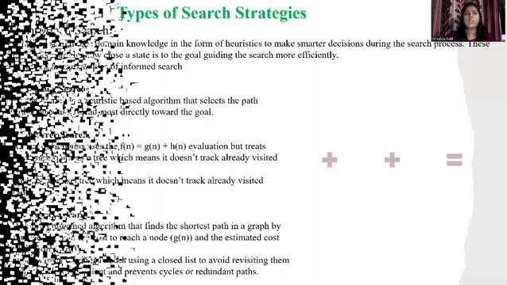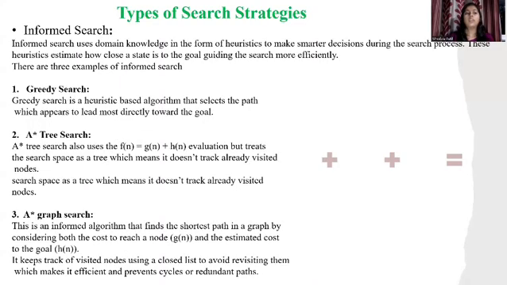So next type is informed search. Informed search uses domain knowledge in the form of a heuristic to make a smarter decision during the search. A heuristic estimates how close a state is to the goal, guiding the search more efficiently. There are three examples of informed search.